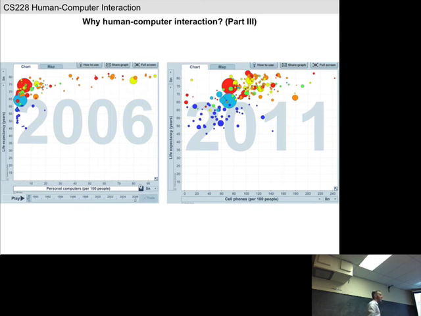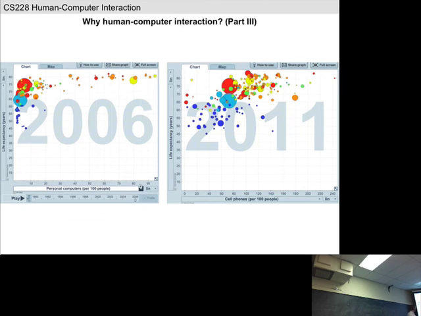Here's 2 more Gapminder plots that show something about the relationship between computer ownership and phone ownership. So in the interest of time, I'll just walk you through this. This is reporting the number of personal computers per 100 people versus life expectancy, so something about the relationship between ownership of technology and health indicators. Number of cell phones owned per 100 people plotted against life expectancy, and this data is for 2006.